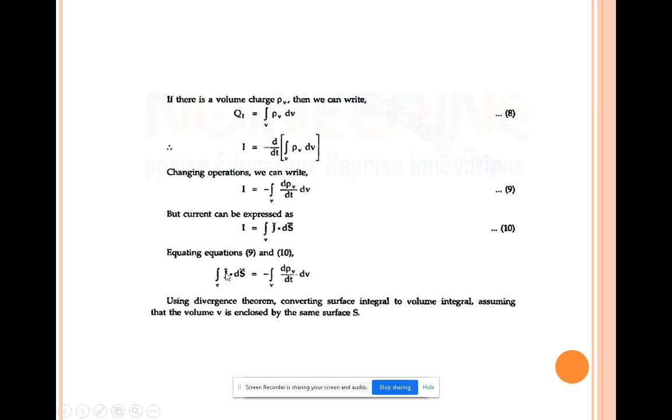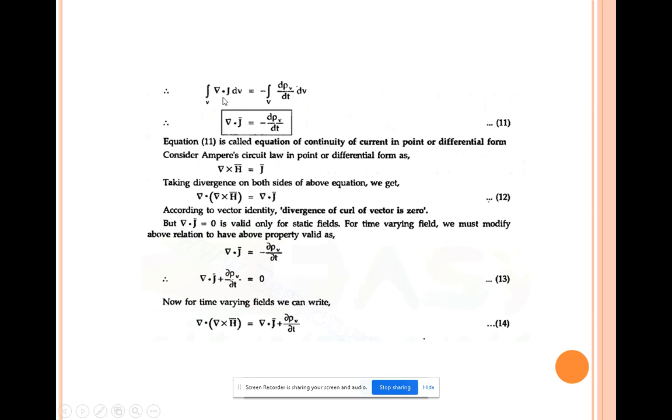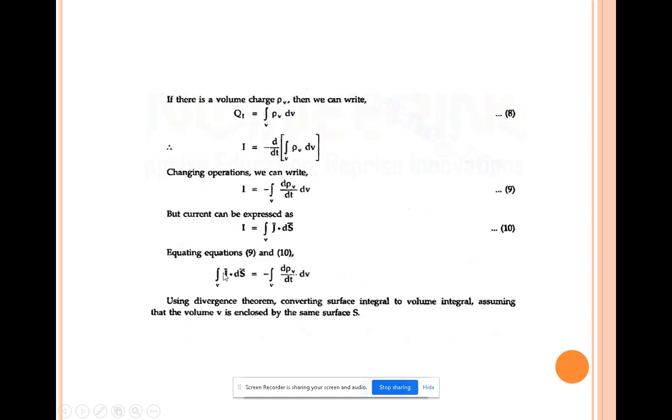Remember the divergence theorem? So the surface integral of j dot ds vector will become del dot j dv. Okay, the divergence theorem. So you just take del dot j for this simple j vector. If you take del dot of the j vector, automatically the surface integral will become a volume integral.